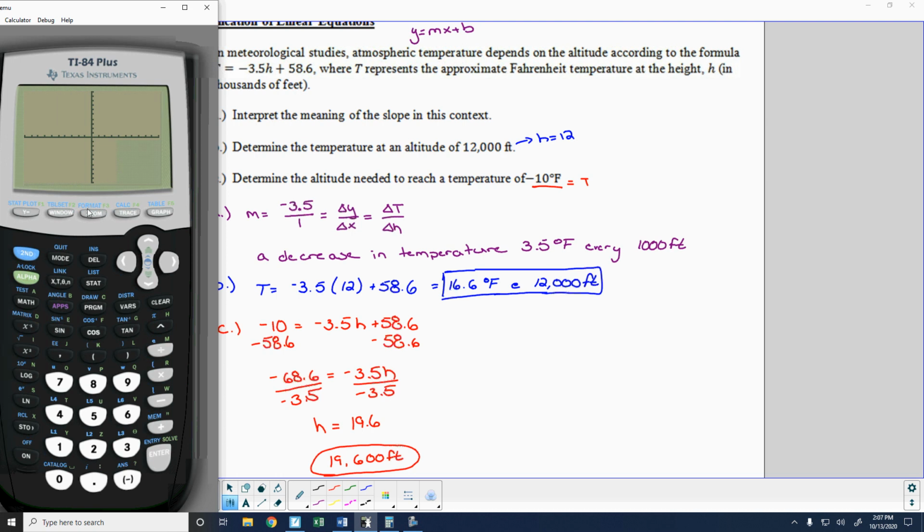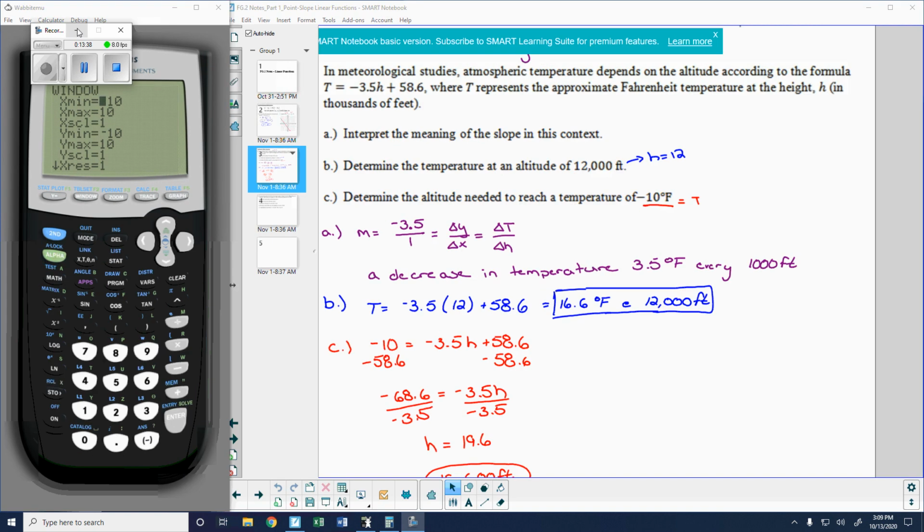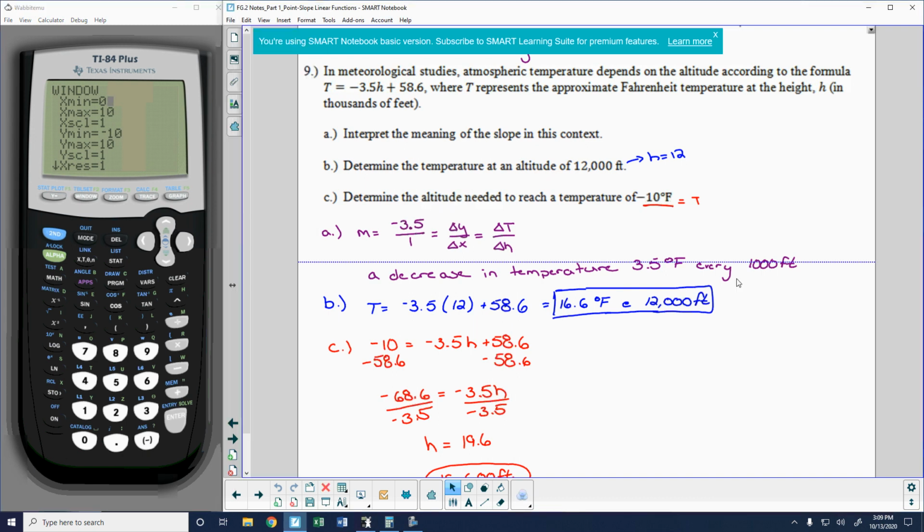Nothing. So what we want to do is make sure that we set some parameters. Let's go to the window key. And let's change the x minimum and the x maximum. So let's go ahead and set the x minimum to 0. The reason we're going to set the x minimum to 0 is because height can never be less than 0. So we're going to go ahead and set that down there.